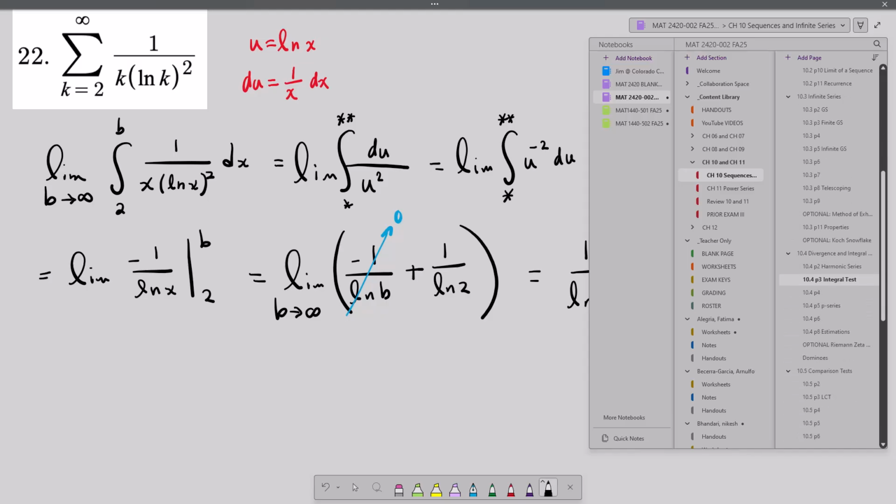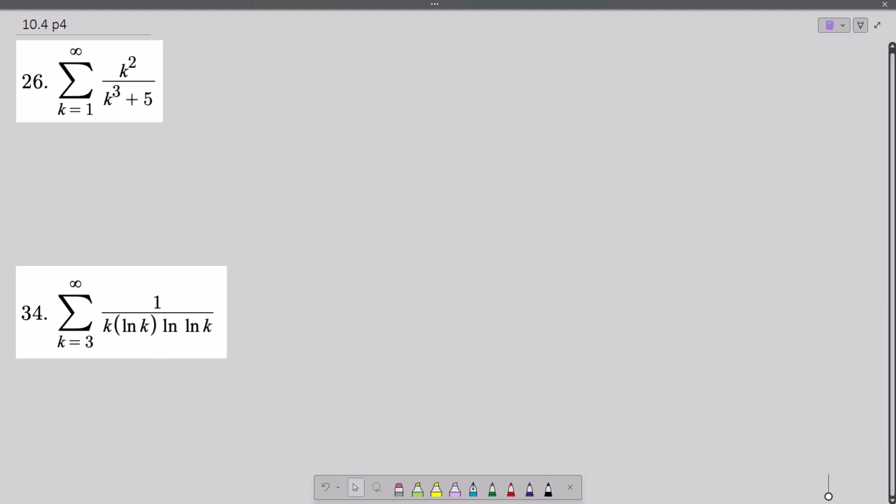All right, so you all try this one. Number 26, you guys try that. It's not geometric, it's not telescoping, and the divergence test is inconclusive. So the integral test is the next thing.